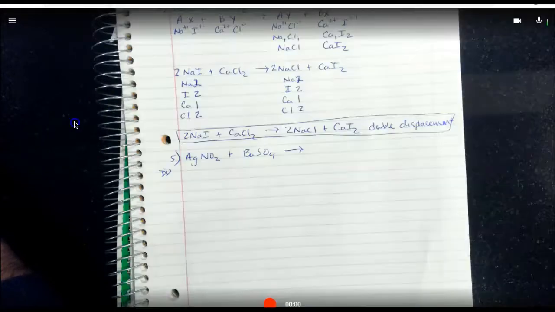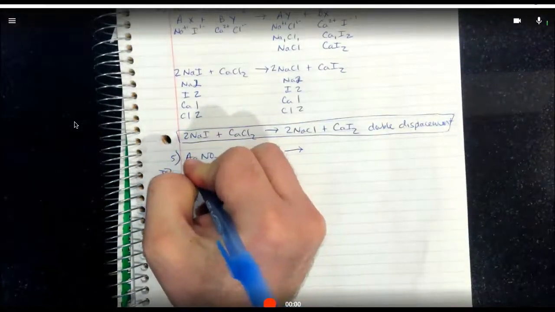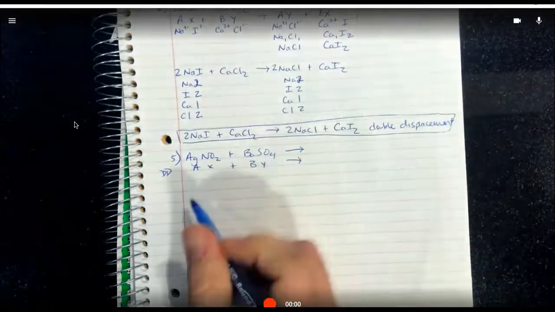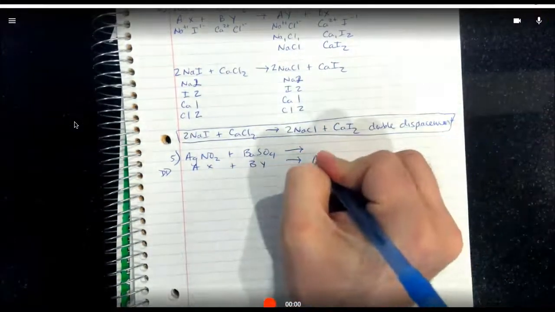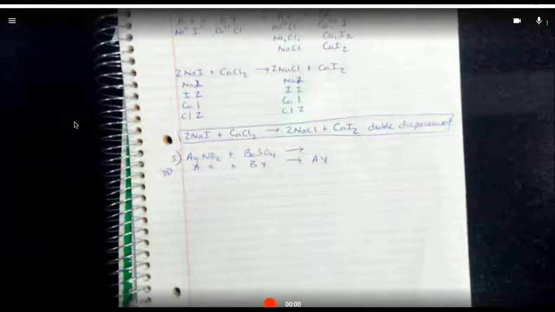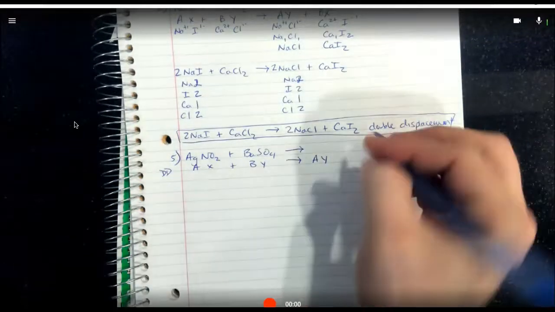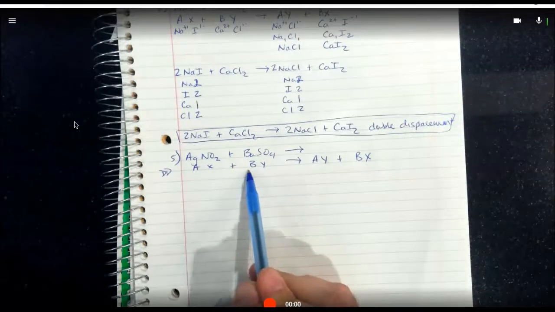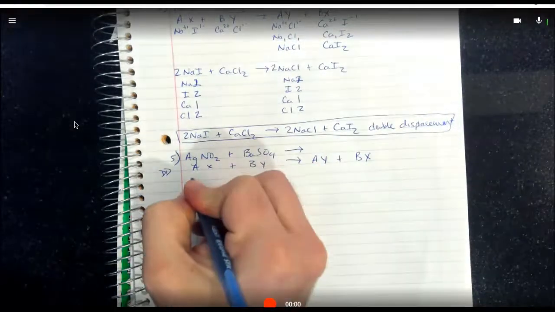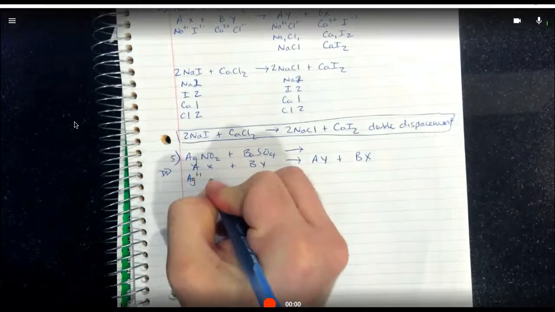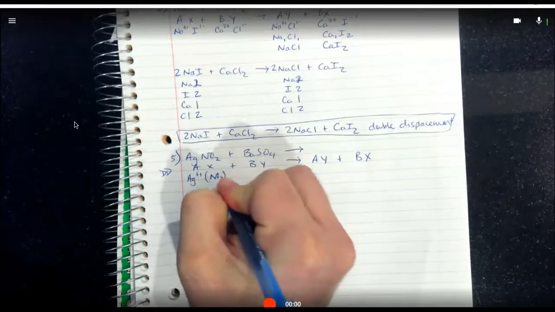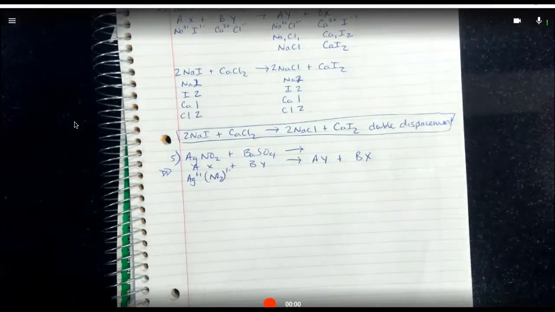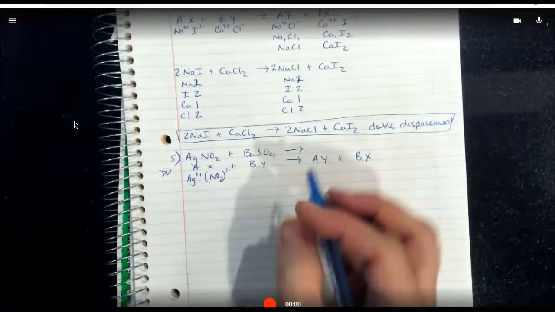AY plus BX. So we set that up, AX plus BY. Now we want to combine the outer, A and Y. A gets written first because it's the cation, plus BX. B gets written first because that's the cation as well. So A is Ag with a +1 charge. X is nitrite, the 1 minus charge. Recall your polyatomics. If you need to go back and review those from the previous chapter, please do so.